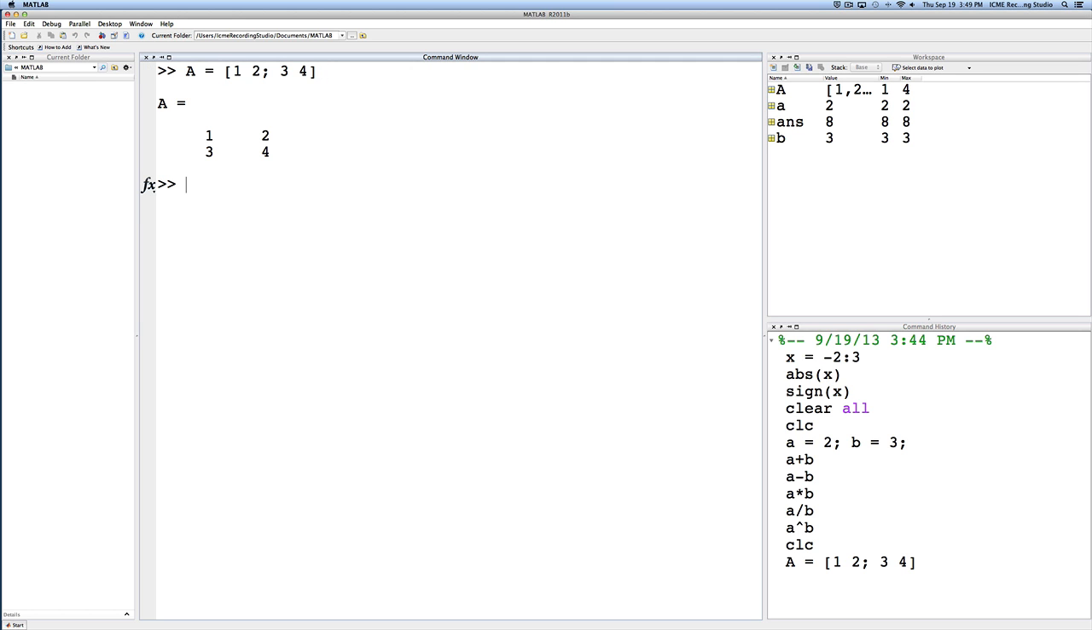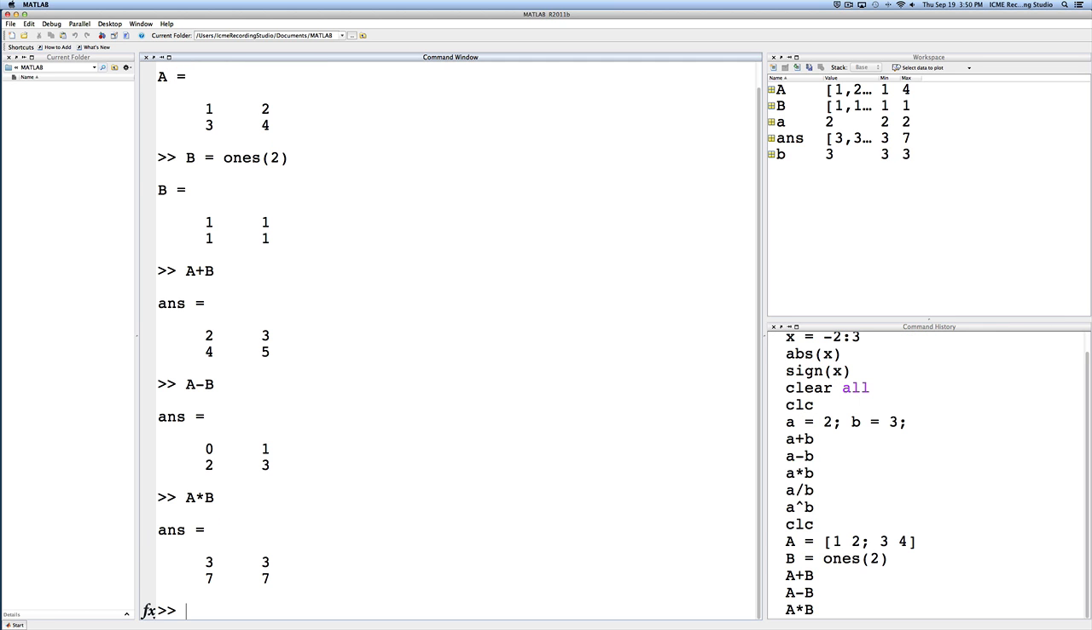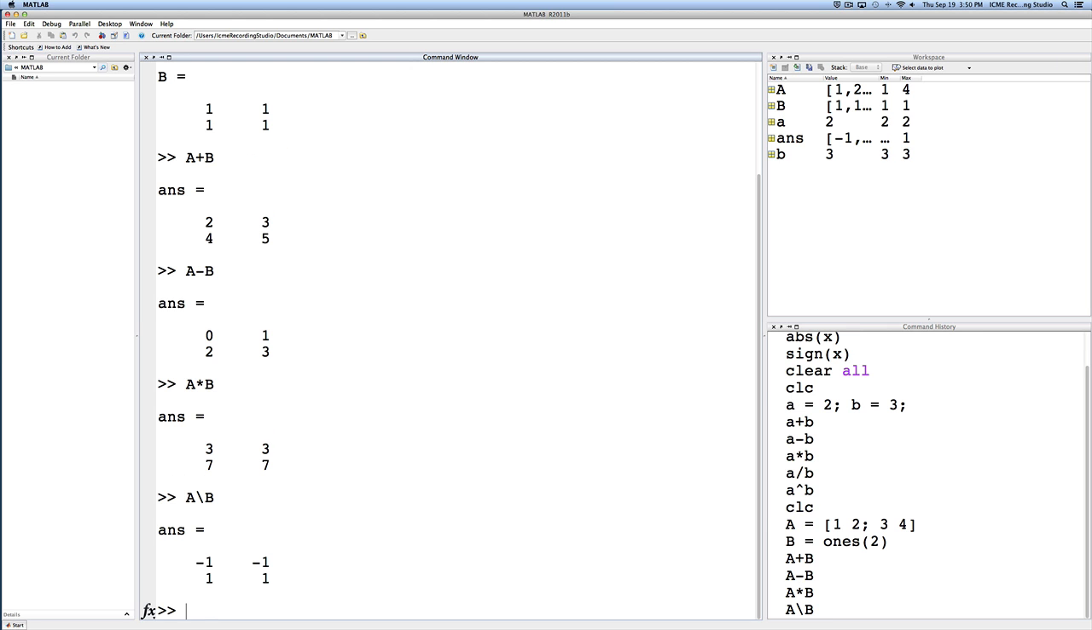For example, A is a 2 by 2 matrix, 1, 2, 3, 4, and B is a 2 by 2 matrix with all ones. A plus B and A minus B are the element-wise addition and subtraction. A times B is the matrix multiplication. A backslash B gives the solution of the system A times x equals B.